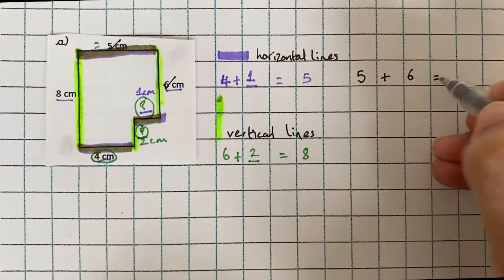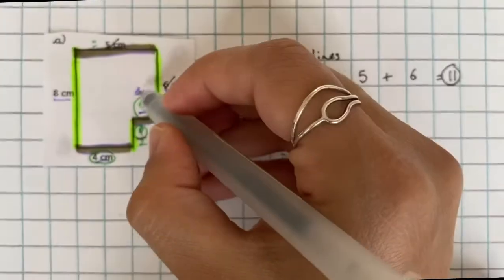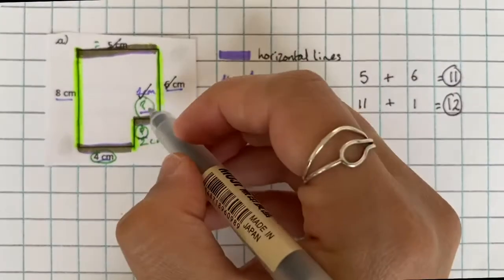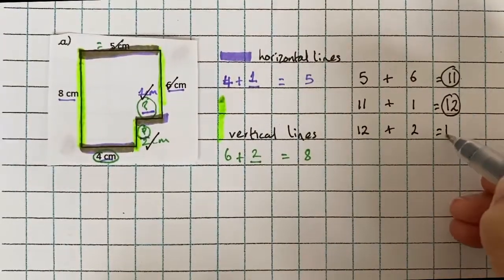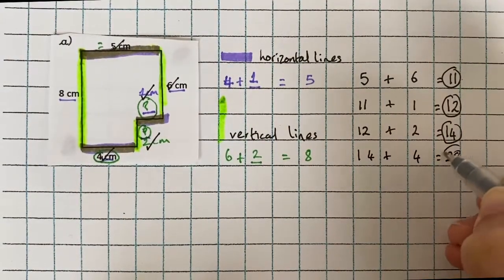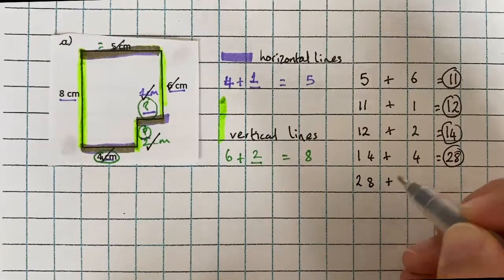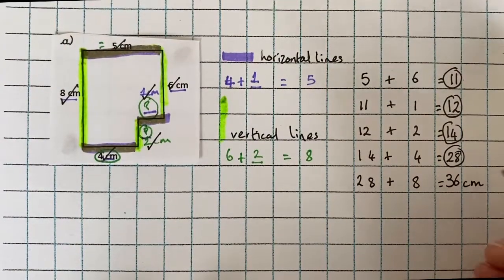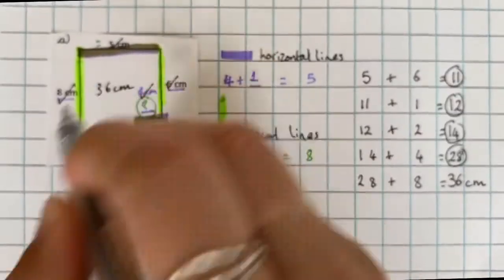Now to make sure I don't miss any out, I'm going to do this systematically, and I'm going to add them 2 at a time and tick them as I go along, as you can see. It's really important you are accurate when you add the lengths. So the total perimeter is 36 centimetres.